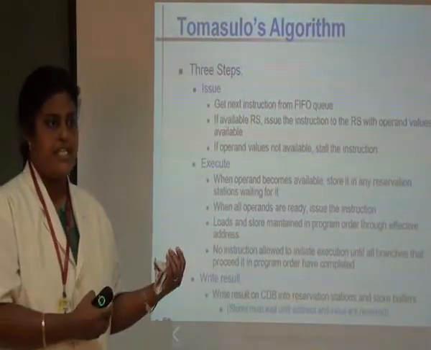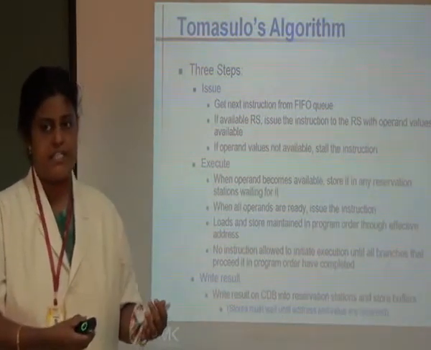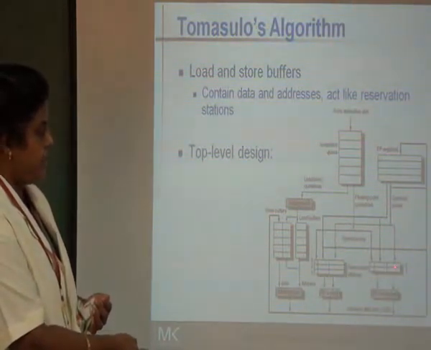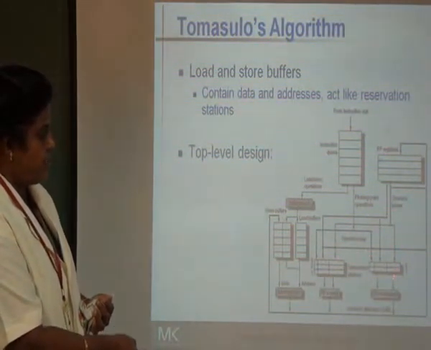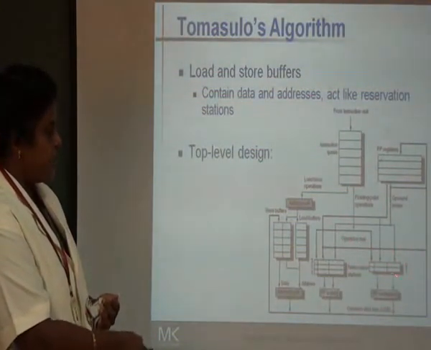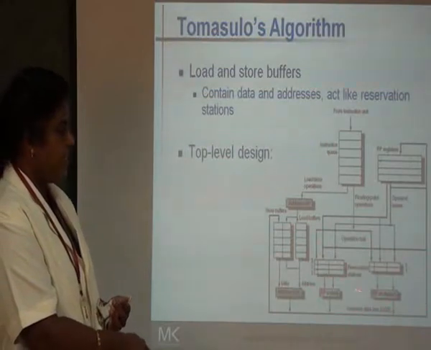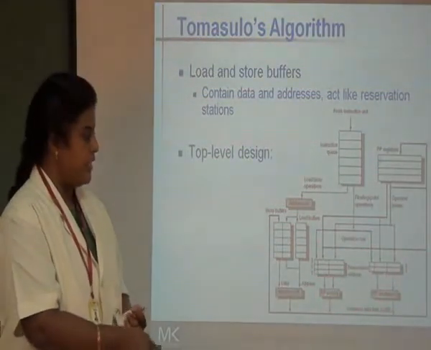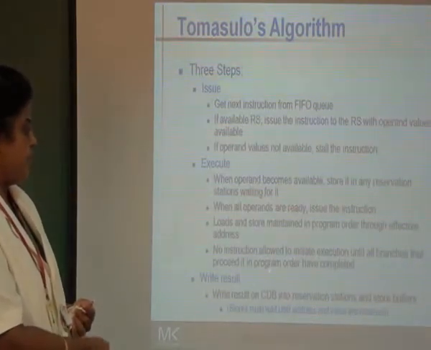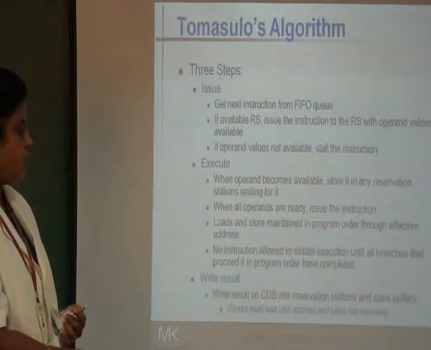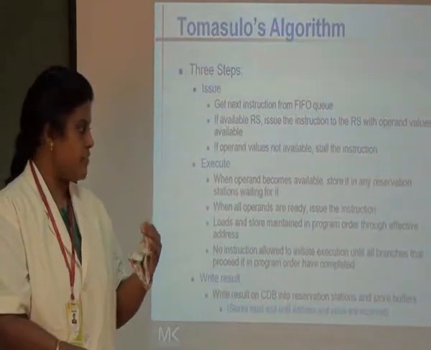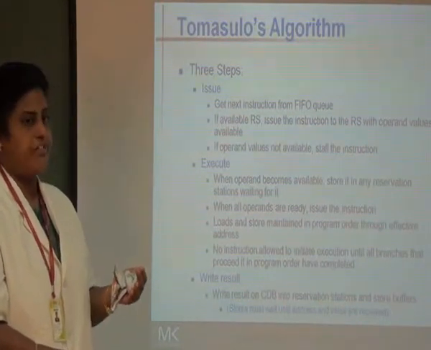Whatever we have already seen in the block diagram is once again explained in the slide. Once the operands are available, these operands are issued to the reservation stations, and the instruction is taken from the instruction queue, and the execution takes place in the floating point adder and the floating point multiplier. Results are broadcast on the common data bus. Write the result on the common data bus, from where we transfer it to the reservation stations as well as the store buffers.